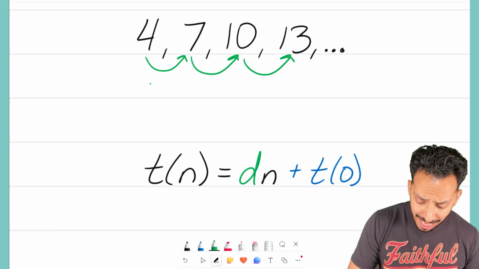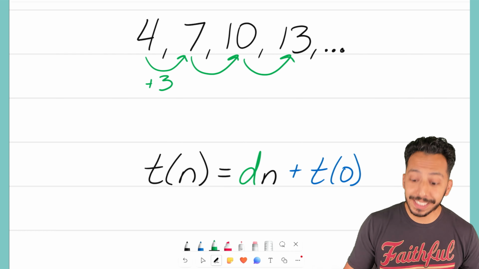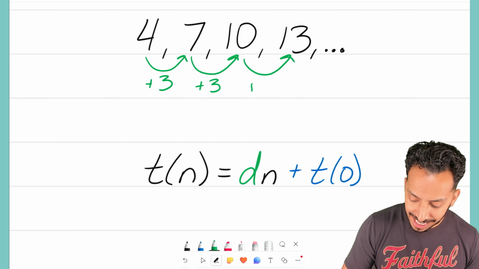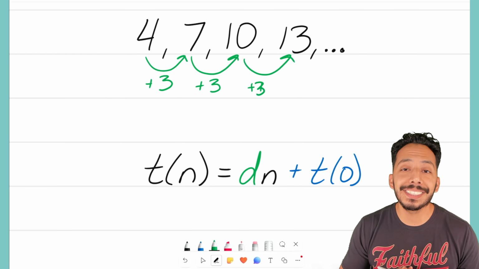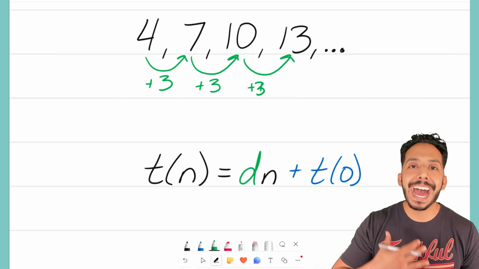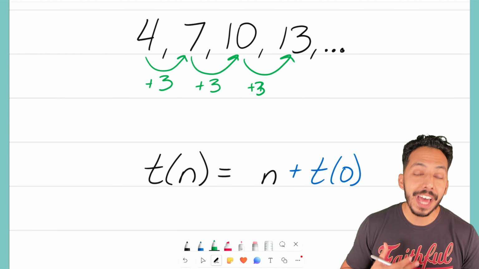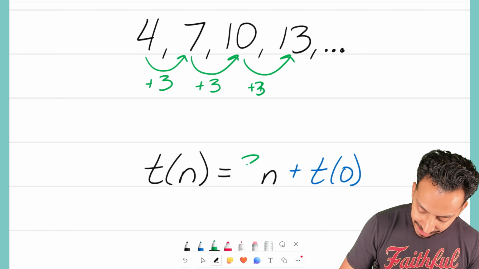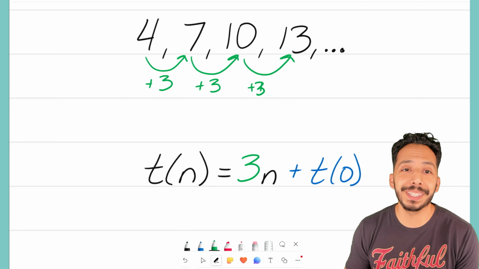Well, 4 to 7, I believe is going to be plus 3. Now let's check. 7 to 10 is also plus 3. 10 to 13 is also plus 3. Guys, this is our common difference, okay? Our common difference is how the sequence is changing. So I get to now change that letter d there, and instead, I'm going to substitute in a 3, because 3 is the common difference.